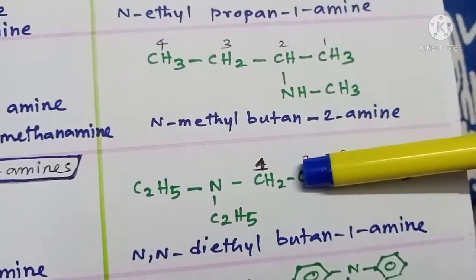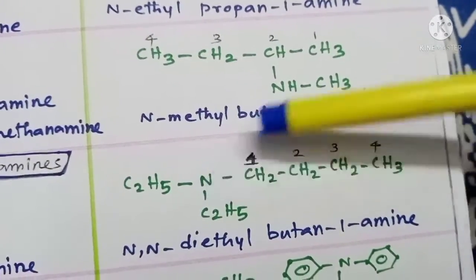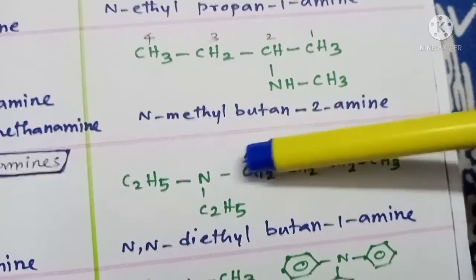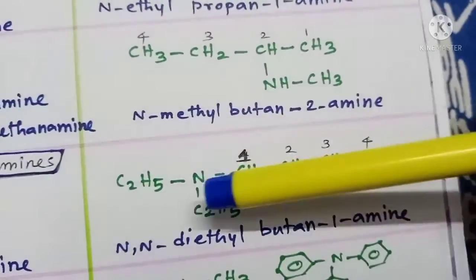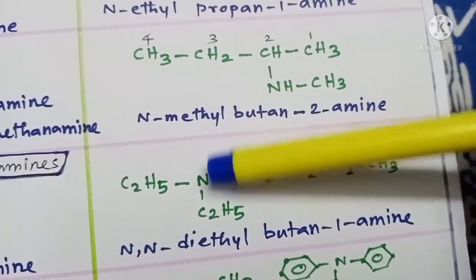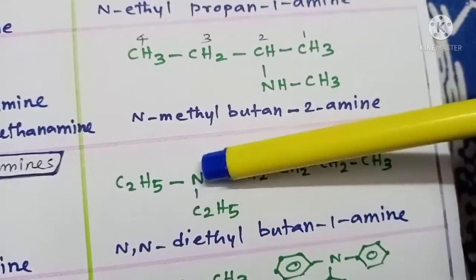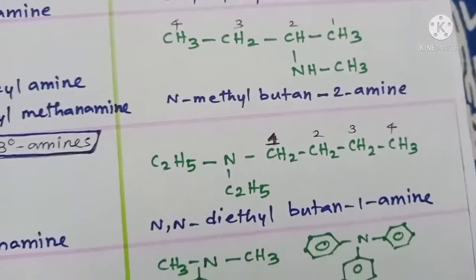Now we are going to see the IUPAC name. Select the longest parental carbon chain, this one with 4 carbon atoms. Then the amino group. While numbering, proceed in a forward direction, so the amino group is at the first carbon. So it is butane-1-amine, in which we have 2 ethyl substituents at the amino nitrogen. So diethyl butane-1-amine, the ethyl groups bonded with nitrogen. So N,N-diethyl butane-1-amine. That is the IUPAC name for this compound.